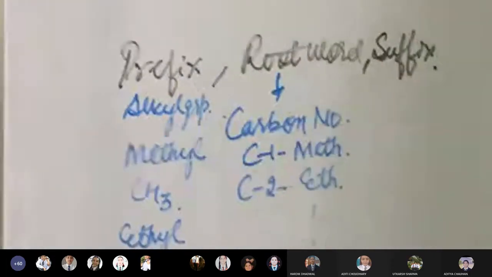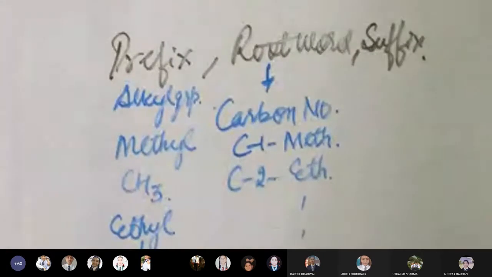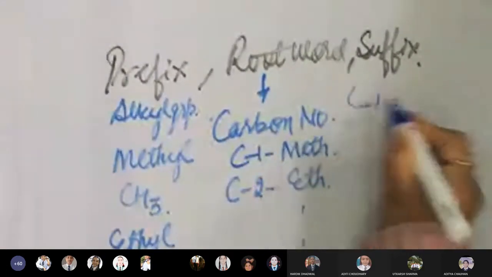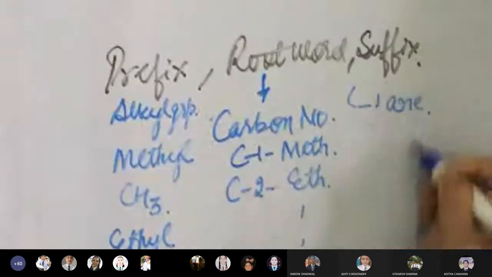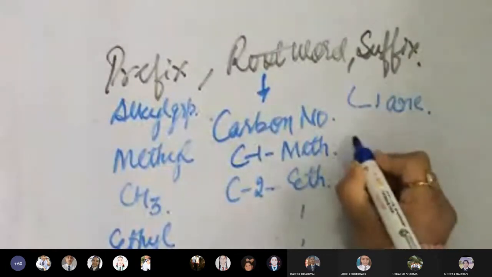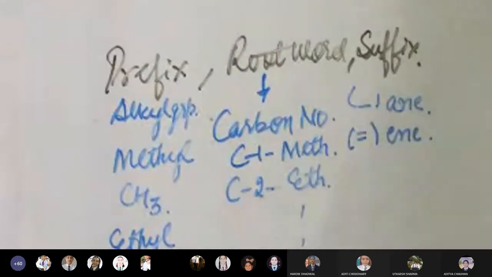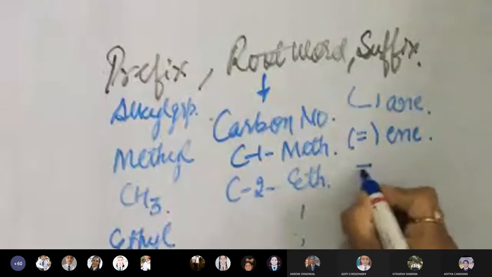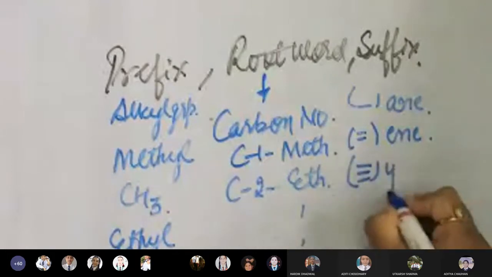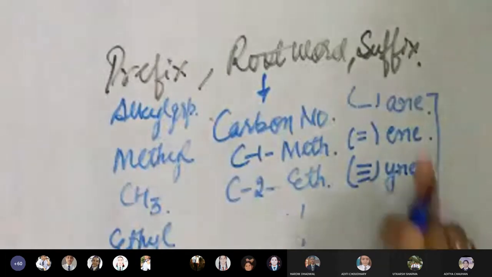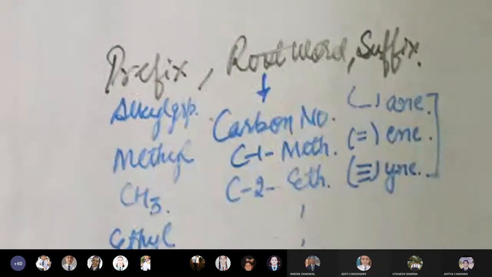After that, if I come to suffix, suffix means ending words. Whatever compound name you are writing, the name should end with these words. For that, I have given you one table. If a single bond is present, the name will end with ANE. If a double bond is present, then the name will end with ENE. And when a triple bond is present, the name will end with YNE. These three are commonly in your syllabus, because you have to study these three compounds in further depth.